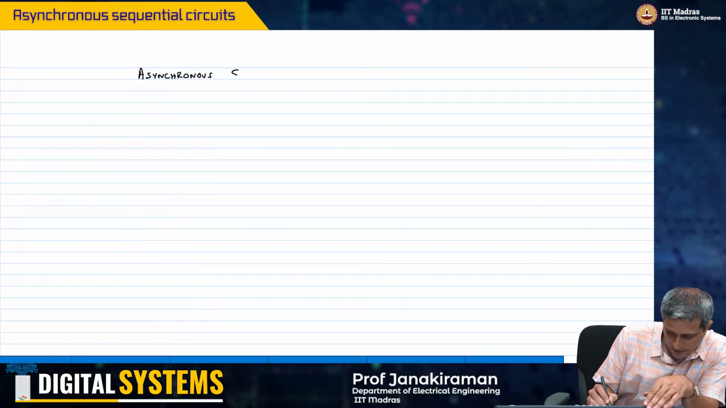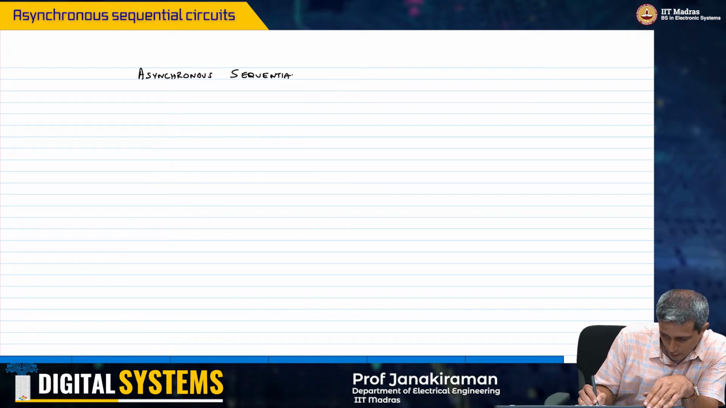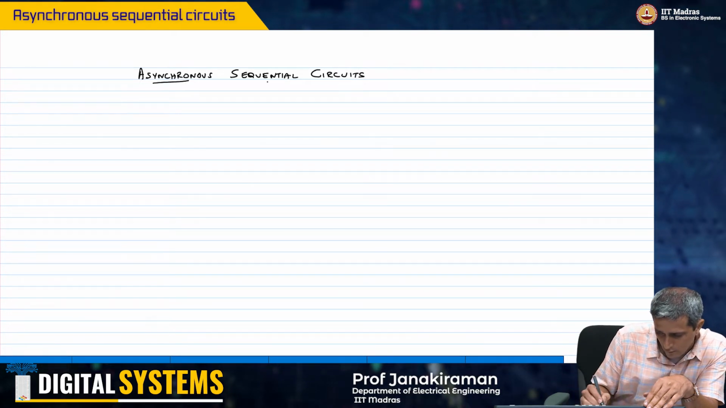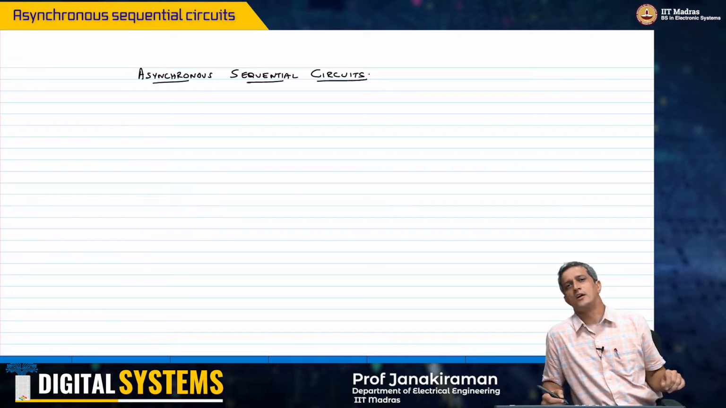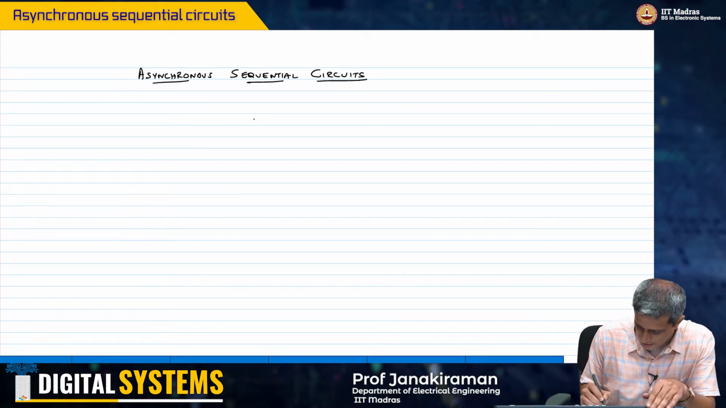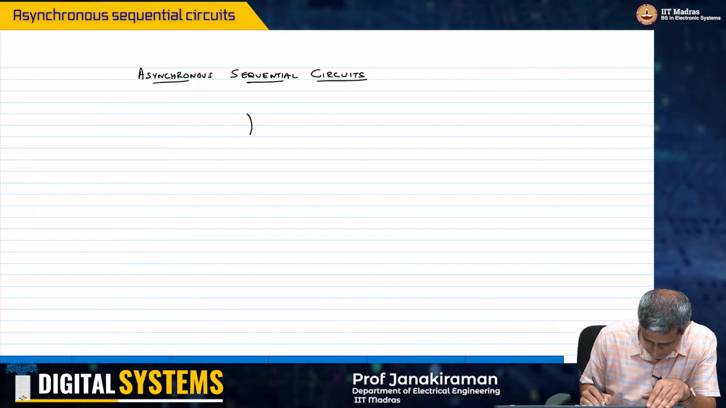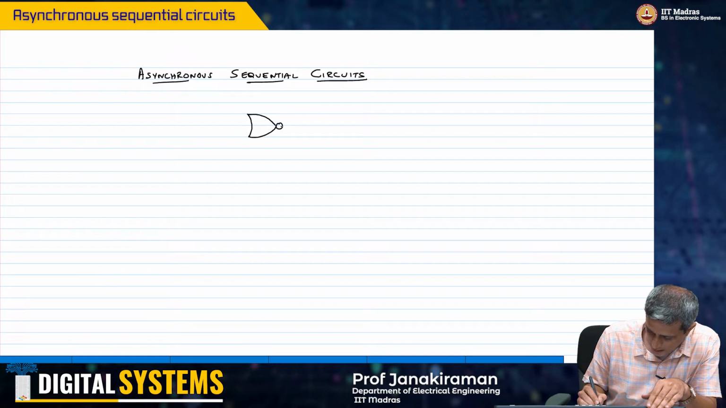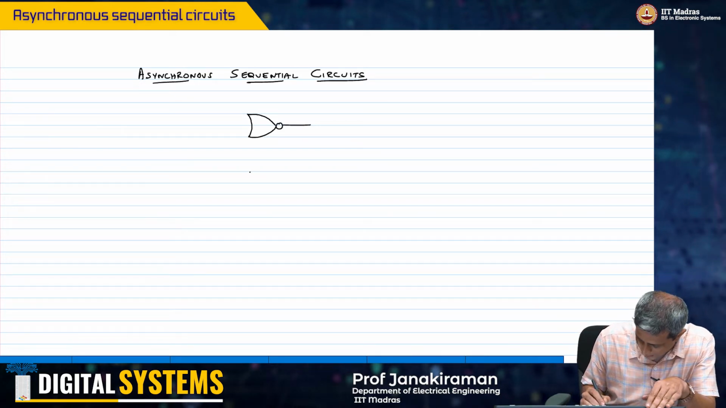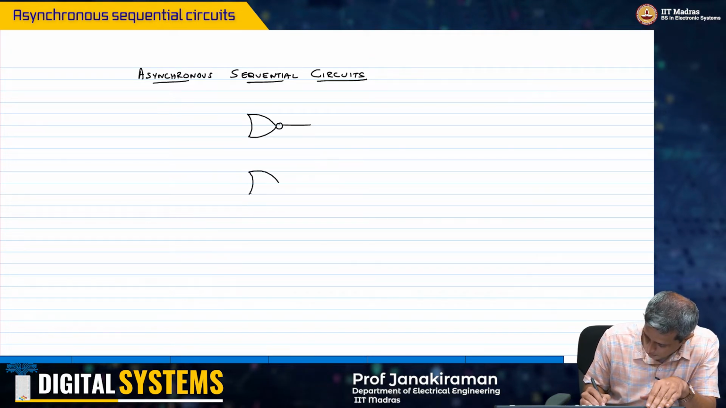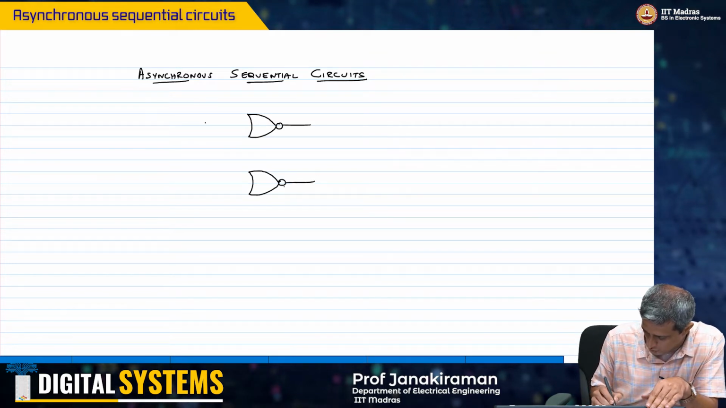Right? I'll just call it asynchronous sequential circuits. Okay, so let's consider a simple case here. I'm going to now design a NOR gate based circuit that will allow me to generate this non-overlapping clock. Okay, so let's look at how to do it.